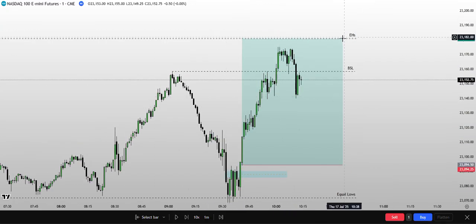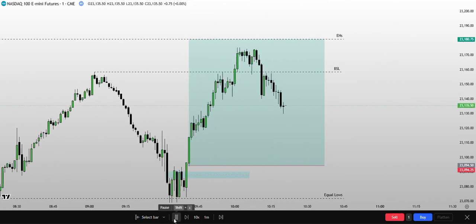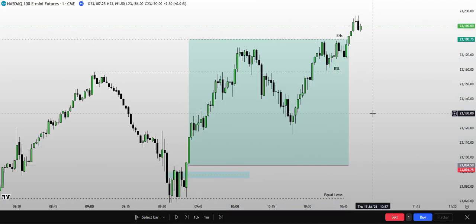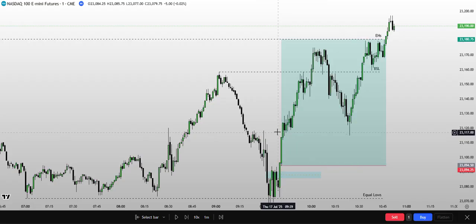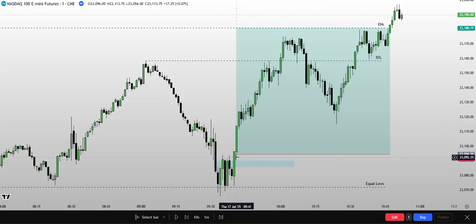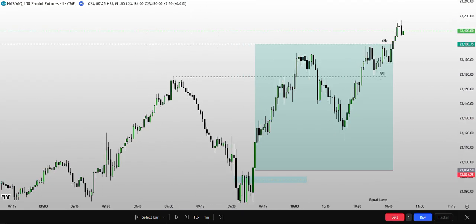Very nice move, with clear objectives to the upside on the 15-minute as well. And if we go break even there, it is what it is. Not yet tapped into. And there we go. Okay, so got it. 86.25 points. Nice move to the upside off the equal lows. Inverse gap right there. Started to displace. Very nice move to the upside. Enter off the inverse of that gap. Stop below the low. Target the buy side liquidity and equal highs above.